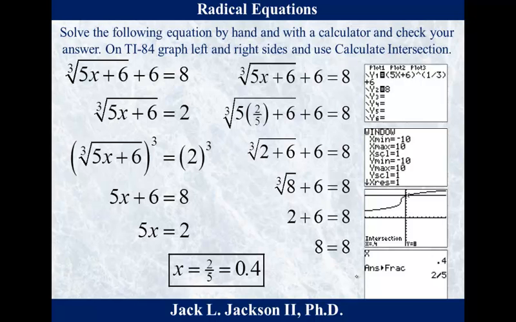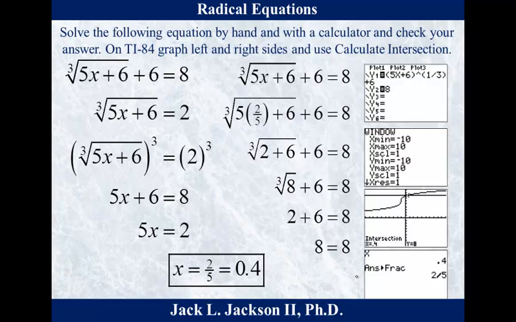Check it by plugging in 2/5 for x in the original equation. Notice the first thing you do when you multiply 5 by 2/5, the 5's cancel and leave you 2. 2 plus 6 is then 8. The cube root of 8 is 2. 2 plus 6 is 8. 8 equals 8. It is true.